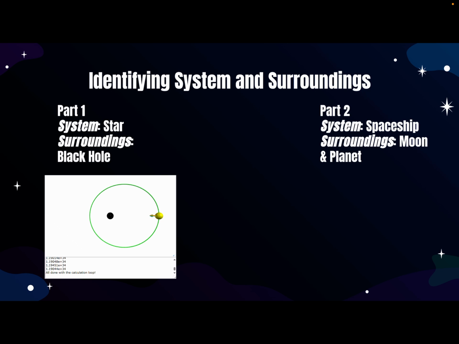In part 1, my system was the star and its surroundings were the black hole, and in part 2, my system was the spaceship and the surroundings were the planet and the moon. This identification helped me know which forces to include in my net force calculations.